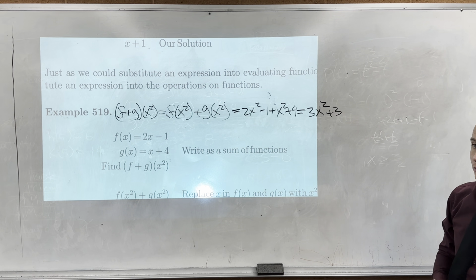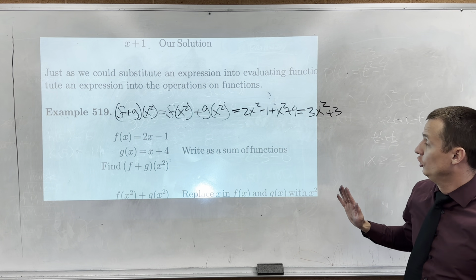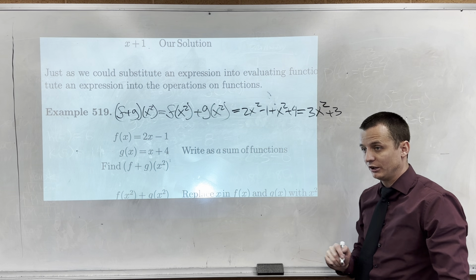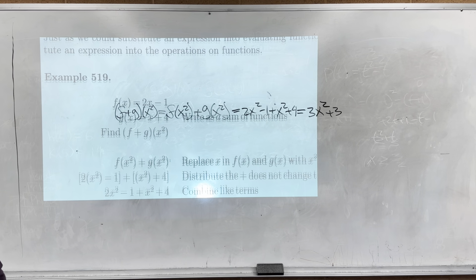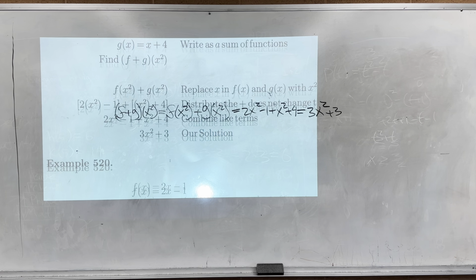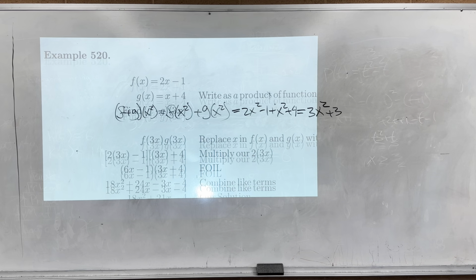Just combining like terms. Right, I'm saying the x squared plus x squared, isn't that x to the 4th? No, that's x squared times x squared. Okay, so let's see what we get. 3x squared plus 3. Yay, got our answer. All right, multiplying, similar thing.